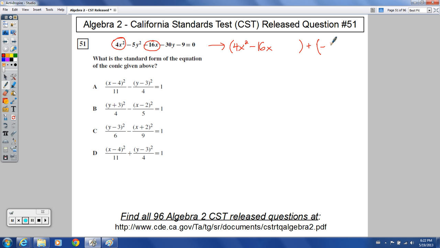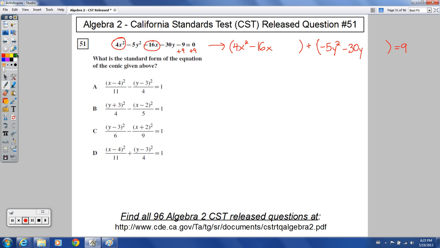Here we'd have negative 5y squared minus 30y and another blank spot. And I'll have this minus 9, and while I'm at it, I'm just going to add 9 to both sides right now, and so that would give me this equals 9. And so I'm just leaving that blank for right now.